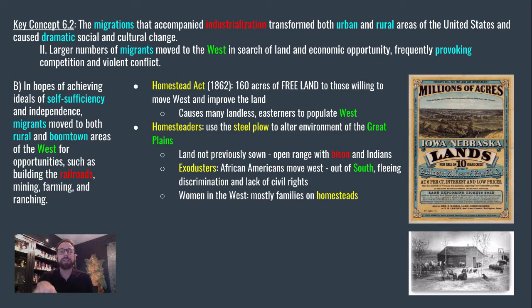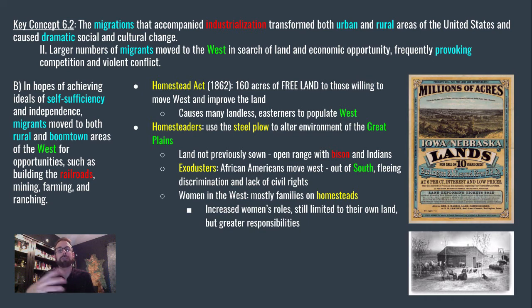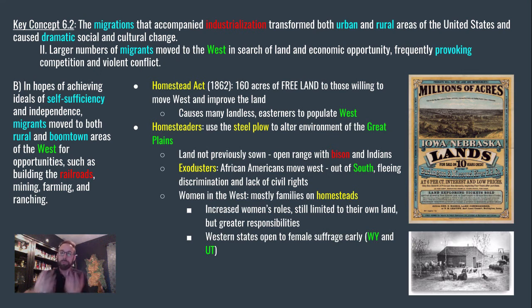But what you need to realize is women in the West often had increased public sphere roles. There weren't as many people, so the institutions weren't established, and because they owned their own 160 acres of land, women often had greater responsibilities, especially if the men had to travel far away from the homestead. The women were then responsible for running the farm. And what this meant is Western states were often more open to women being able to vote, female suffrage, before other more established states. Why? Well, they already had greater responsibilities socially and economically, so when we move forward to political rights, it only seemed natural that they should have that as well, because they're operating in a much more independent way.